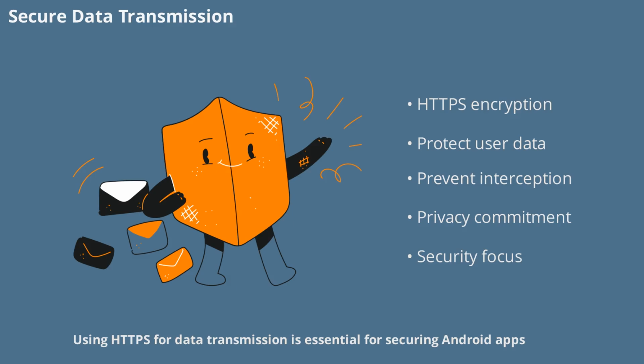Using HTTPS for data transmission is essential for securing Android apps. HTTPS encrypts data sent between the app and server, protecting user information from interception. Sharing your approach to secure data transmission demonstrates your commitment to privacy and security.